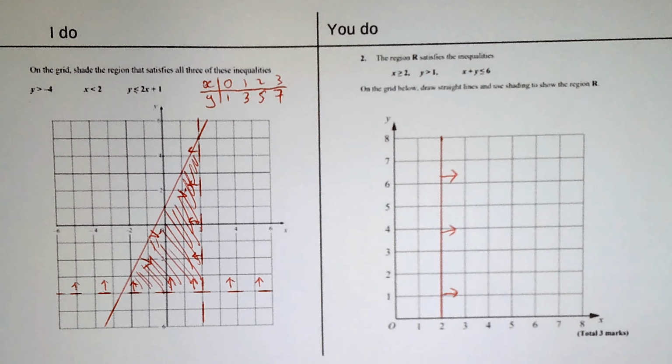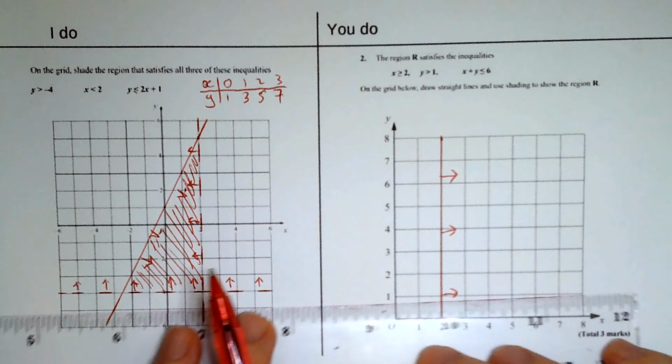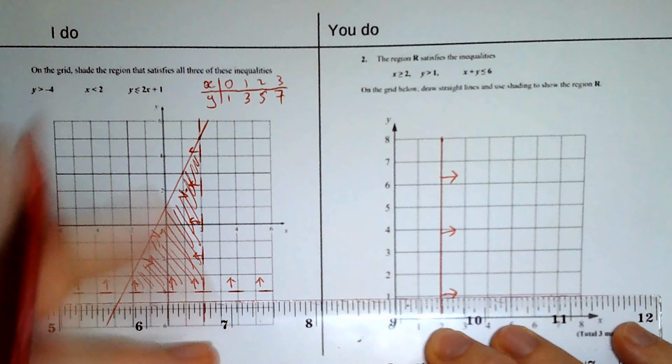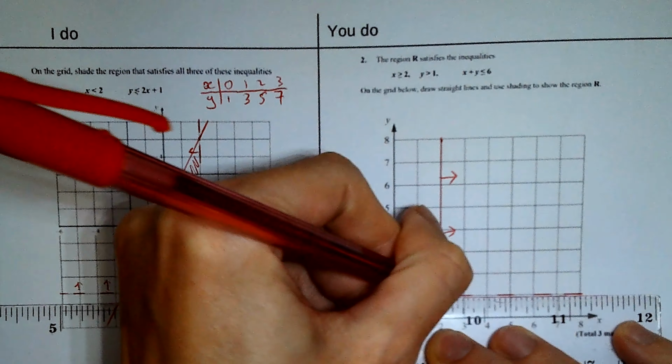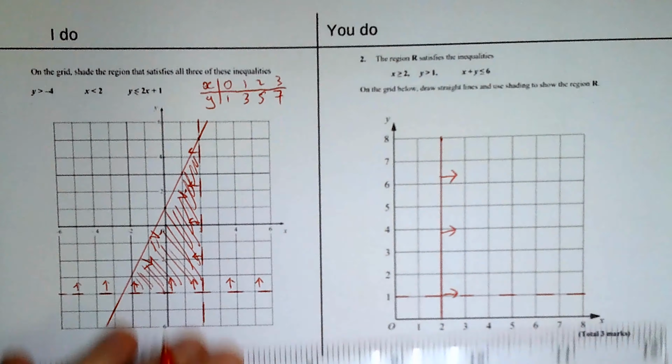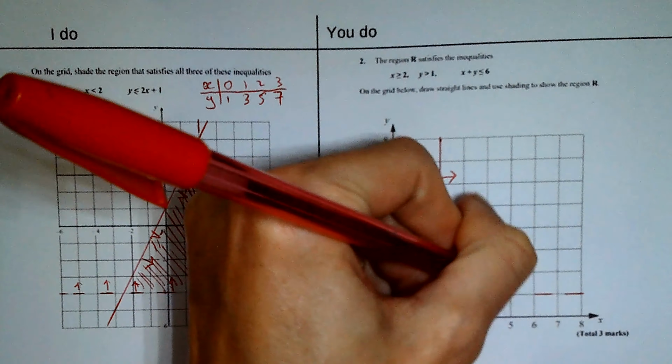Y is greater than 1. Okay, so it's going to go through our y-axis at 1. Now because it's not equal to, we're going to have a dashed line. Okay, if y is greater than 1, it's going to be all of these numbers, so it's going to be above the line.